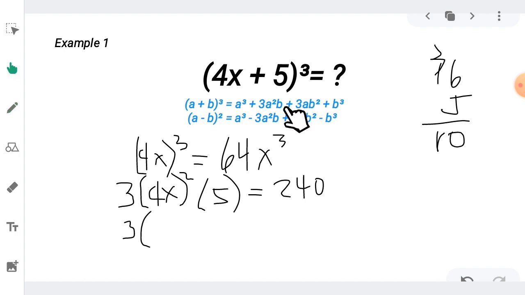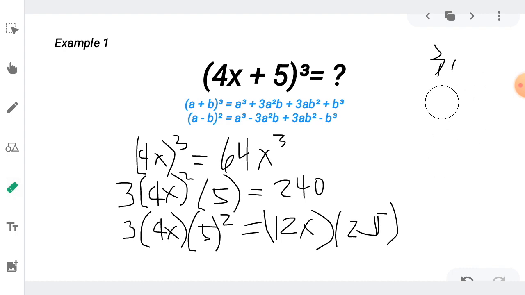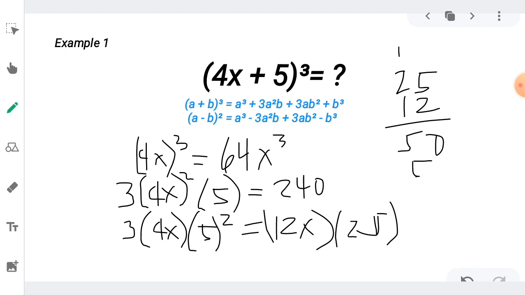So again, the letter a serves as the first term, which is 4x, times the b squared, which is the second term, 5, is equal to 3 times 4x is 12x, times 5 squared, which is 25. So we need to multiply 12x times 25. So 25 times 12. 5 times 2 is 10. 2 times 2 is 4 plus 1, 5. 5, 2. So 300.